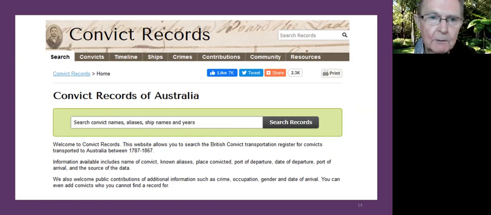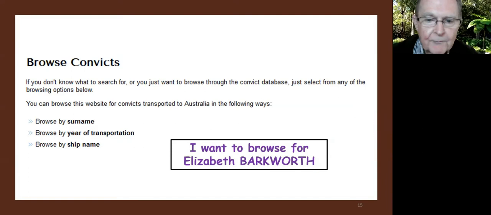Now another site that you can look at is this one called Convict Records, and this is Convict Records only. It doesn't have anything else on it at all. You can search or browse through the records. Now we're going to browse for a female convict by the name of Elizabeth Barkworth. You can browse either through surname, year of transportation, or the ship name. But in most cases, it would be most likely that you'll know the surname of the person rather than the other two pieces of information.